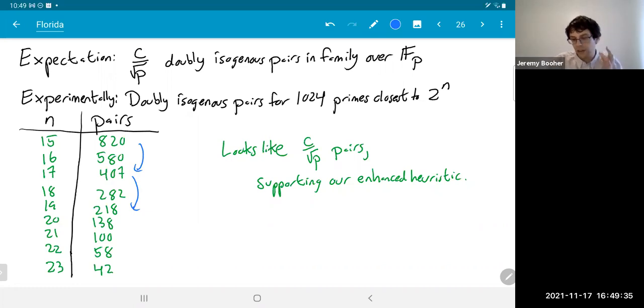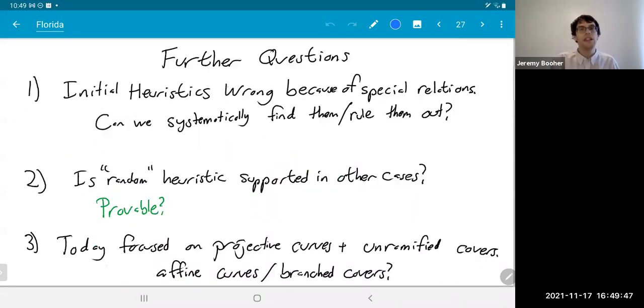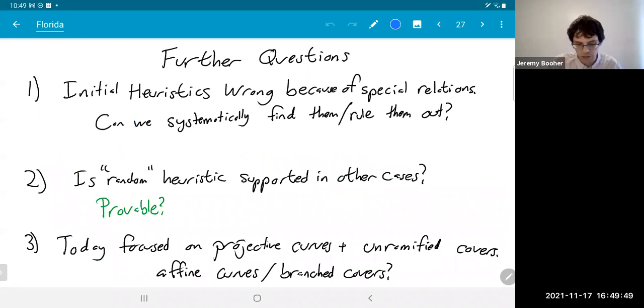So in particular, the default prediction was wrong. And so we really had to understand this more complicated behavior to figure out what's going on. And this is really important if you want to pursue an application to factoring. I just want to leave now with some further questions, which are good questions for future research.